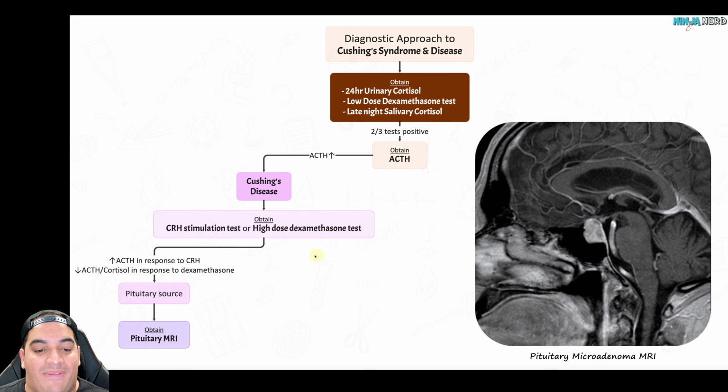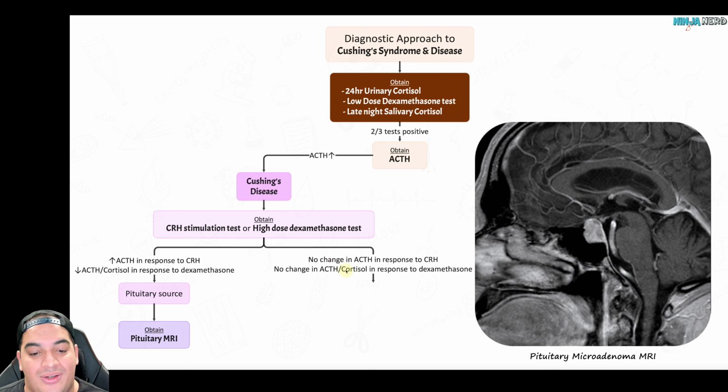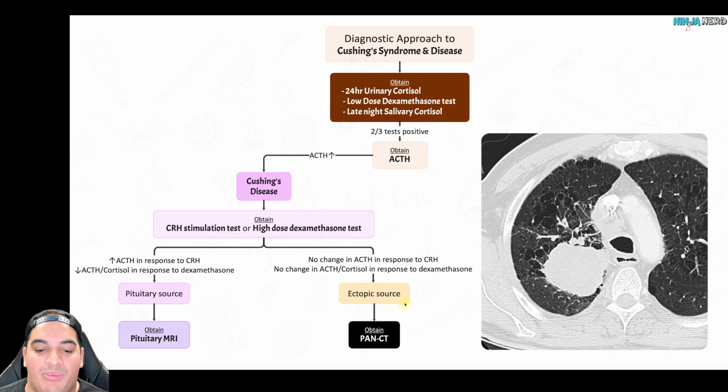But again, if I do this test and I say no change, it's likely some type of ectopic site. So what's the most common area? The lungs. So I can probably do a pan-CT scan or a PET scan. Usually the most common one is lung cancer, but make sure it's not a tumor somewhere else in the body that's the cause of this.